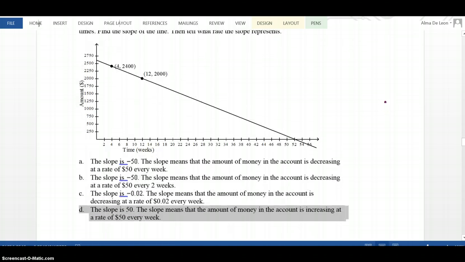In number 13, I'm asked to find the rate of change. I'm asked to find the slope. And I'm given 2 points. Anytime you're given 2 points, you want to start by putting them on a table.